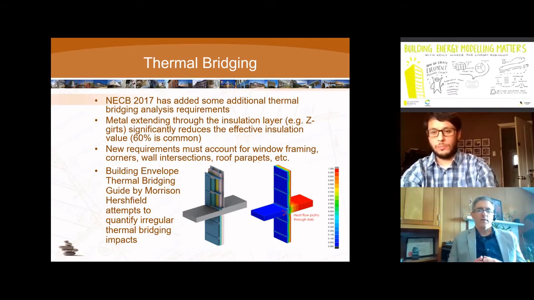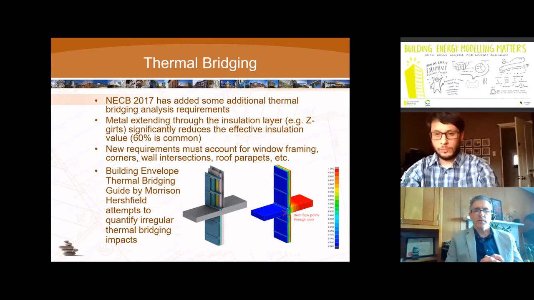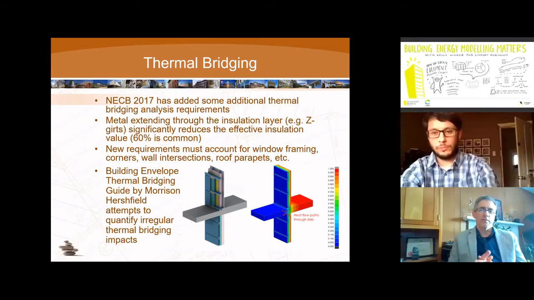Balconies, the structural supports for canopies, the extra framing that happens around windows and in the corners and that kind of stuff. The previous codes allowed you to basically neglect those and we can't do that anymore with the 2017 and future codes.